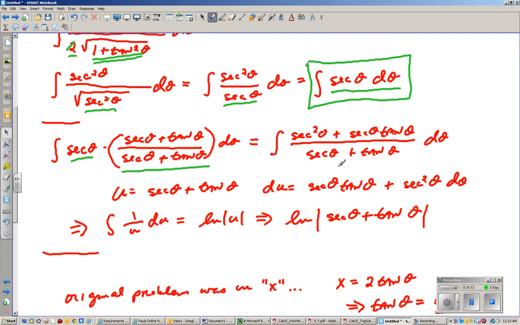Now, again, this looks pretty awful compared to the original problem, but consider the simple substitution sec plus tan. If I let that be u, won't the derivative be sec squared, the derivative of secant is sec tan, and the derivative of tangent is secant squared. Isn't that the derivative of that u? And isn't that what our numerator is? Our numerator is in fact sec squared plus sec tan.